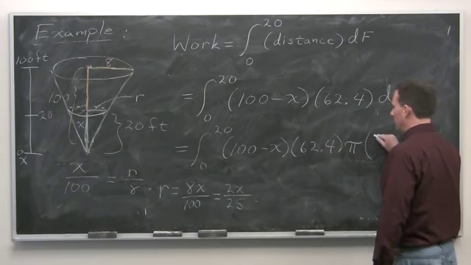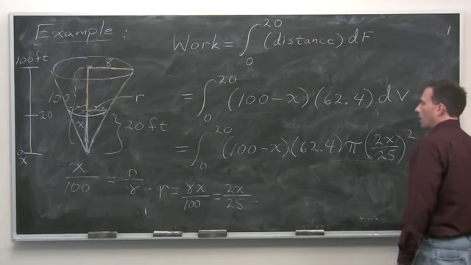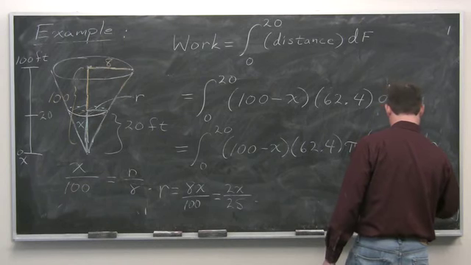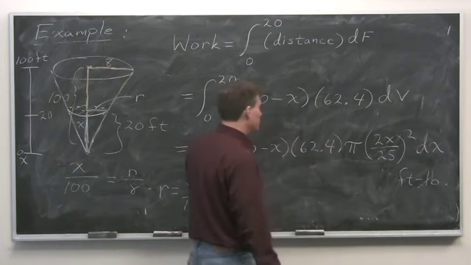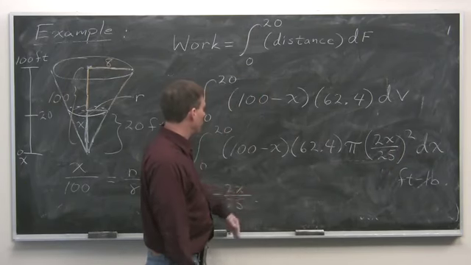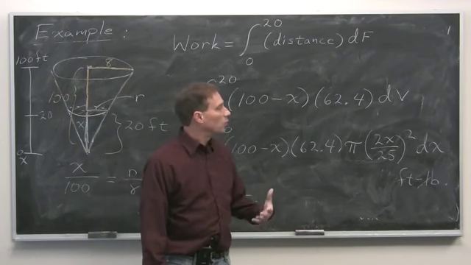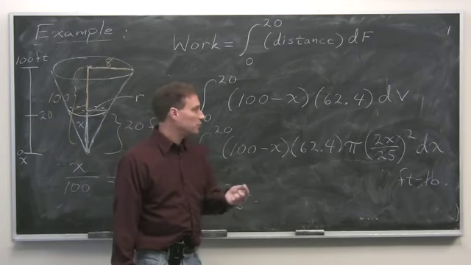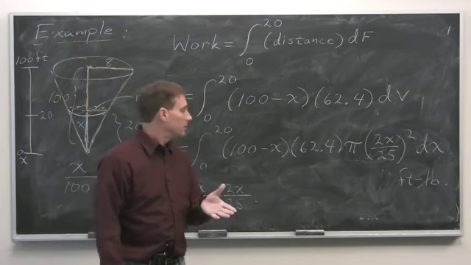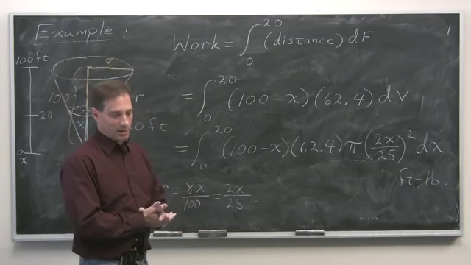So r squared becomes (2x over 25) squared dx. This, again, would come out in foot-pounds. This integral is also not difficult. You can still pull out the 4 over 25 squared, the pi, and the 64.4. You have 100 minus x times x squared. You multiply that out, use the power rule twice, and get whatever you get. The big difference between this and the last problem is just this part. The cross-sectional area is changing, so your formula for dV changes, which changes dF in the work integral. But you calculate this, and you get whatever you get.